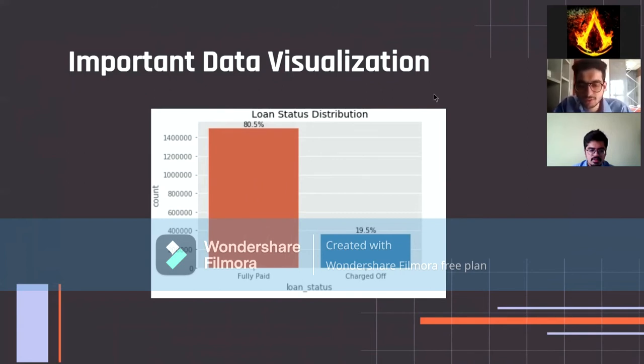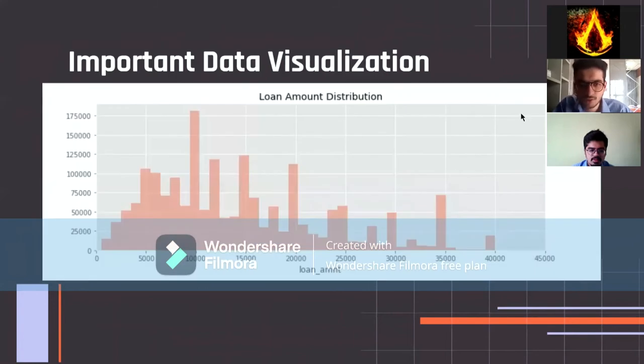This is the first visualization, and it is the loan status distribution. As you can see, the fully paid consists of 80.5%, and the charged off consists of 19.5%. So our main aim is to predict NPA. The data is highly imbalanced, so we need to balance it by using various ML techniques.